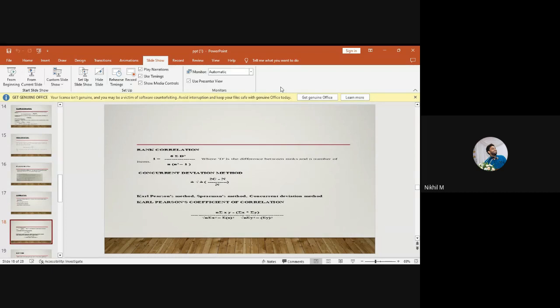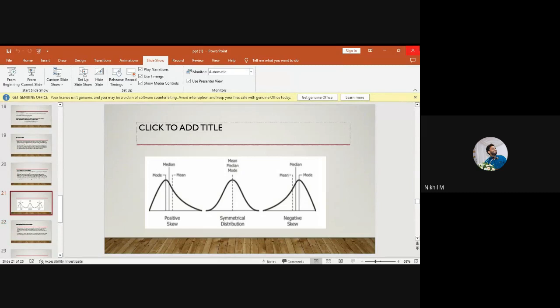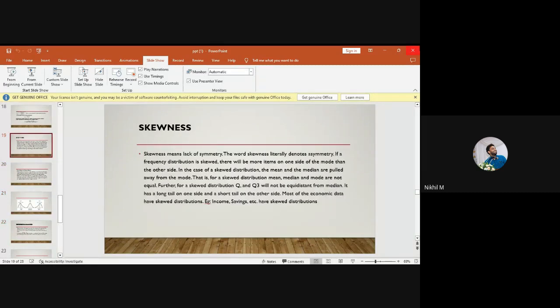Similarly, it is connected with regression also. Regression is the estimation or prediction of future values. One definition: regression analysis is a mathematical measure of the average relationship between two or more variables in terms of the original units of the data. And another area is skewness. Correlation and regression are over.